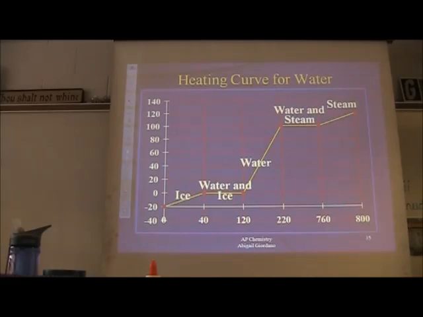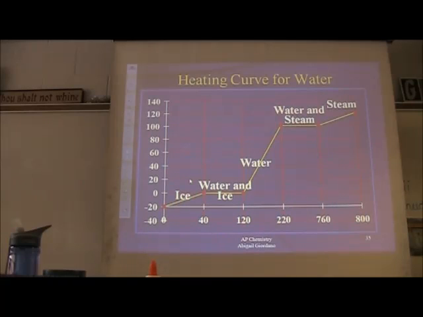Ladies and gentlemen, this is a heating curve, which you did in Chem 1. Now, please understand why this is in this chapter. Why wasn't this back in chapter 6? Because it wasn't. This is here because phase changes are involved, and phase changes involve breaking intermolecular forces. So it gets lumped in this chapter.